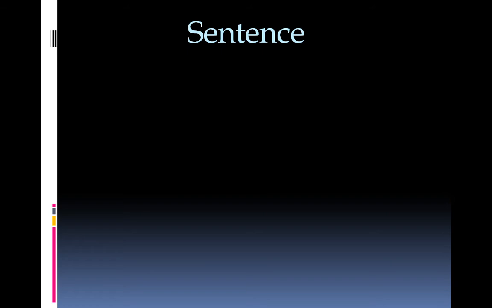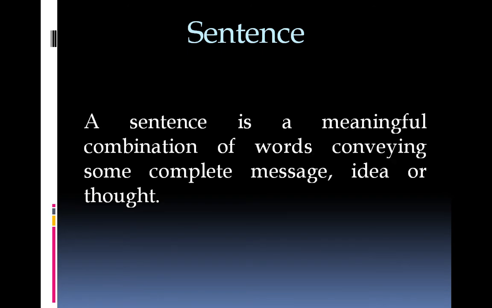So let's begin with the definition. A sentence is a meaningful combination of words conveying some complete message, idea, or thought. There are two important aspects of this definition of sentence. One, it should be a meaningful combination of words. And the other, it must convey a complete message, idea, or thought. Both these conditions are essential for a combination of words to be a sentence.